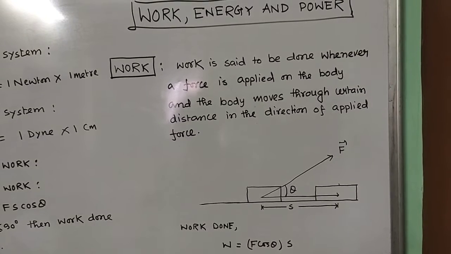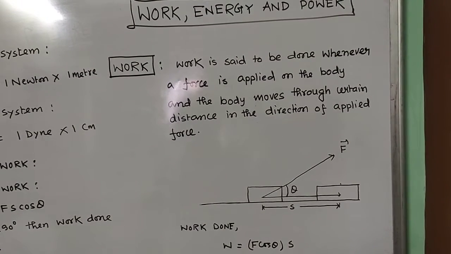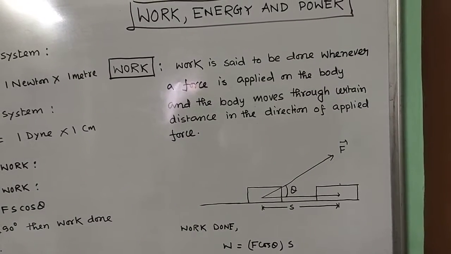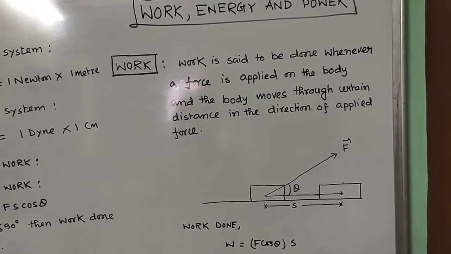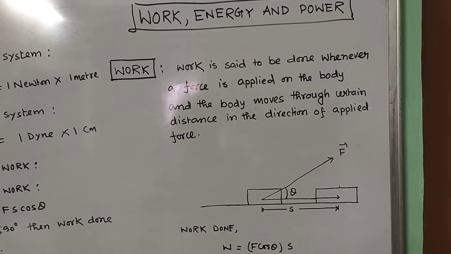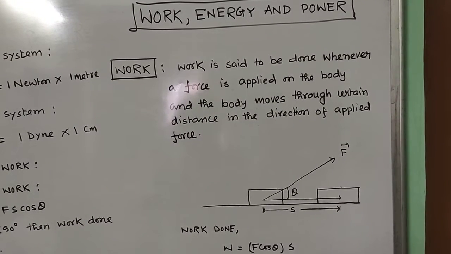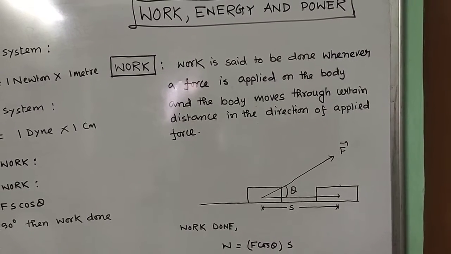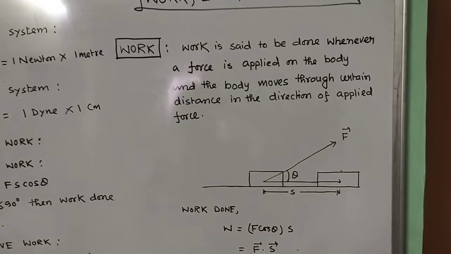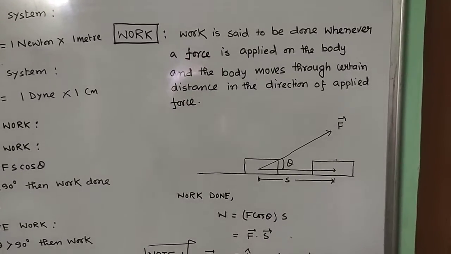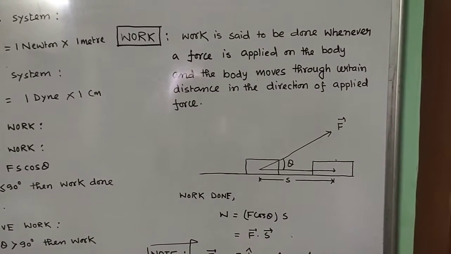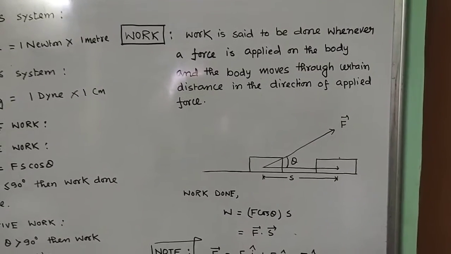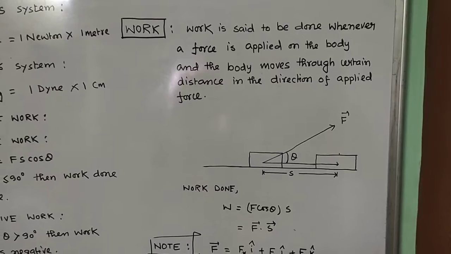So force and displacement in magnitude is not in the same direction, rather it is at an angle theta. Now, as per the definition, let me read out. Work is said to be done whenever a force is applied on the body and the body moves through a certain distance in the direction of the applied force. Now you see, force and displacement, these are vector quantities. So if both force and displacement are in the same direction, then it is said that work is done.